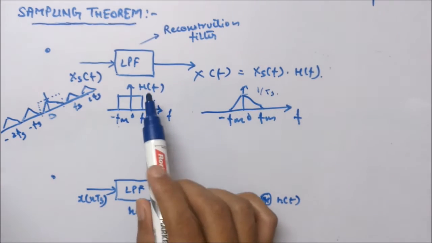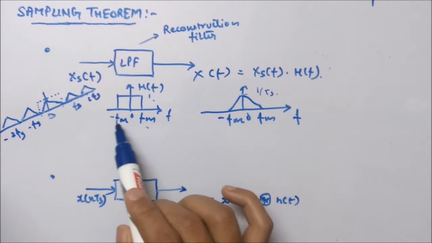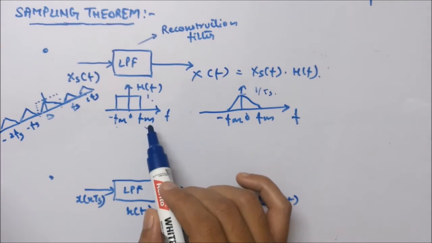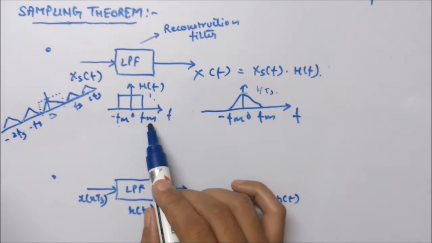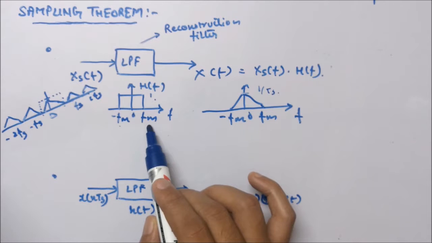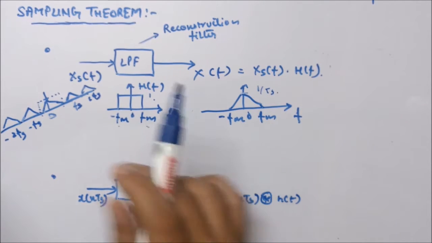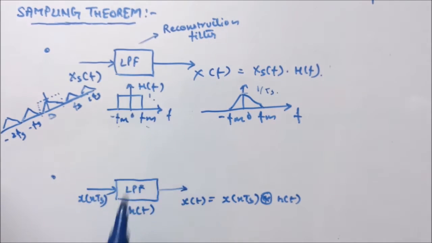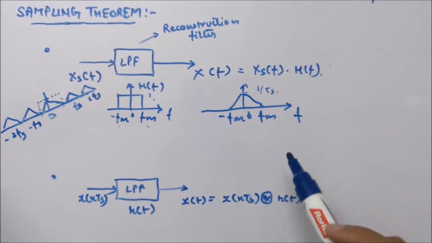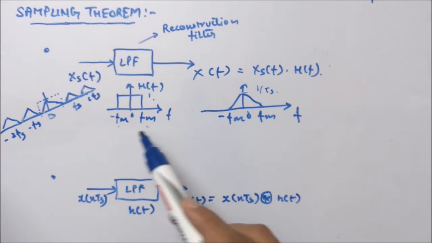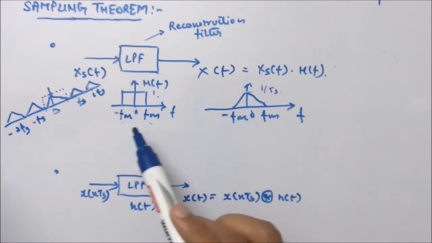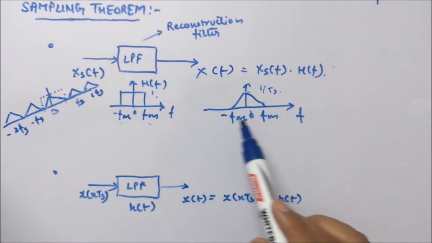Remember, this filter response will be only between minus fm to fm, where fm is the maximum frequency of the message signal. So intentionally we have kept it between minus fm to fm, so that we can recover the message signal and we don't have to recover the replicas. That's how you do it. You can see I have made this part in the frequency domain. So the first thing was the recovery of the signal.